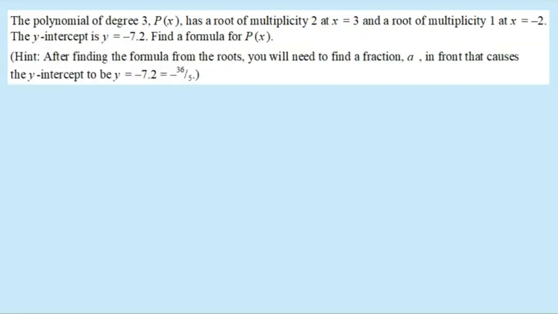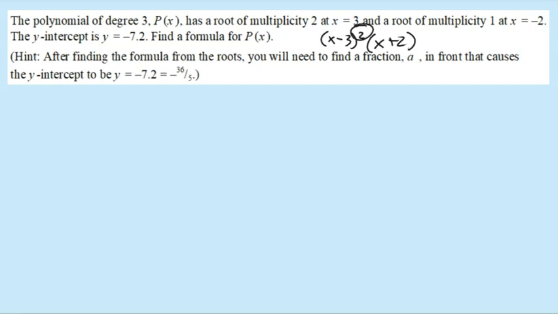This one says the polynomial of degree 3, which is called p of x, has a root of multiplicity 2 at x equals 3. Okay, well, if the root is x equals 3, then the factor is x minus 3, and it has a multiplicity of 2, so it's x minus 3 squared. There's another root with multiplicity 1 at x equals negative 2. Well, the factor that goes with x equals negative 2 is x plus 2, and that has a multiplicity of 1. So we're almost done here because it's a third degree polynomial.